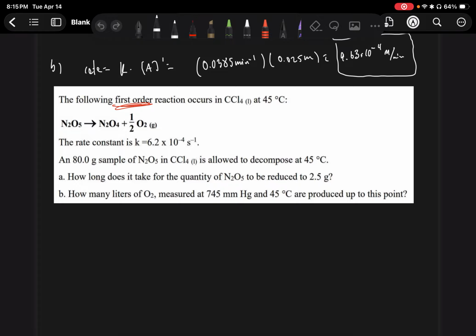I hope you kind of followed through with what I'm doing, because I'm going to speed run this. ln over At equals 1 over k.